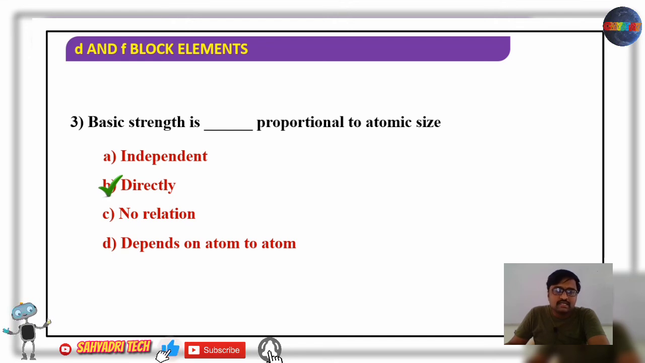So larger the atomic size, what happens? It can readily donate electrons. So basic strength increases. Smaller the size, bond strength is more, so electrons are donated with difficulty, therefore basic strength decreases. So here basic strength is directly proportional to atomic size.